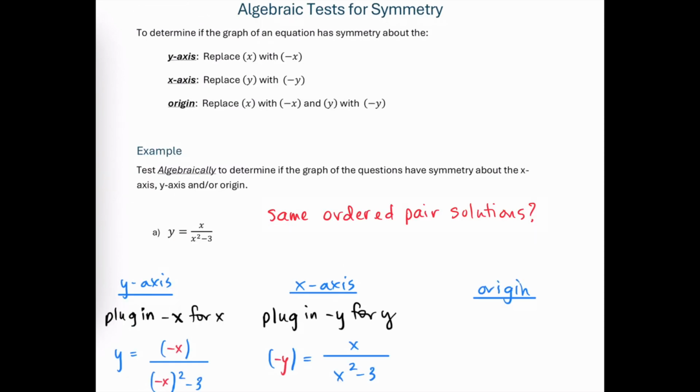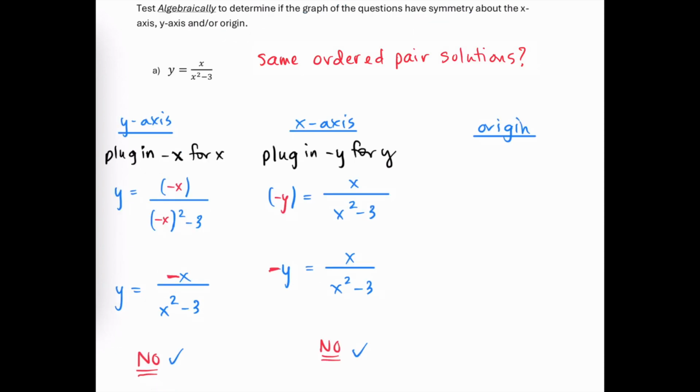So now back up here, we see that in order to test for origin symmetry, we're going to replace not only the x with negative x, but also the y with negative y. Essentially, that means that we're flipping this graph over the x and then over the y. To determine whether or not the graph is going to be the same after both of those flips, we're going to look at it algebraically to see if the simplified version of the equation has the same collection of ordered pair solutions. So we're going to open up parentheses for all the y's, but also parentheses for the x's this time.